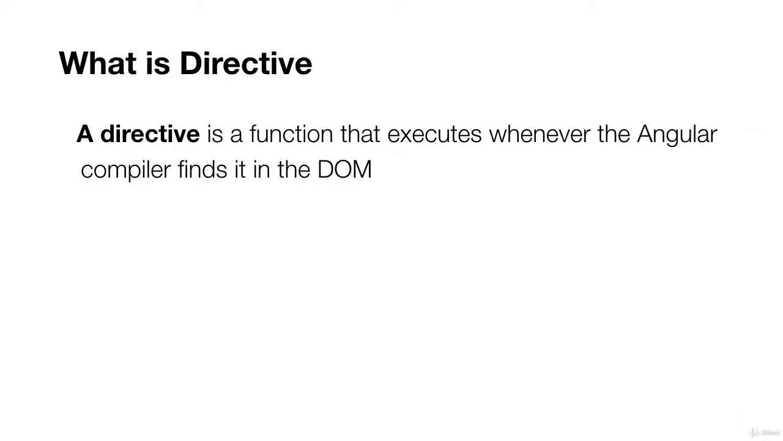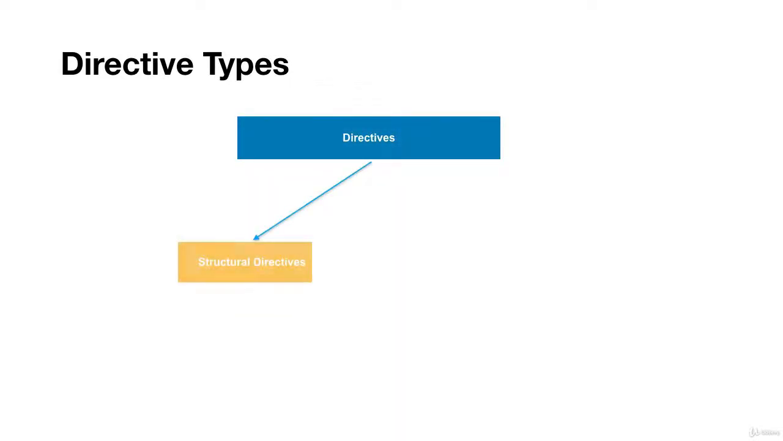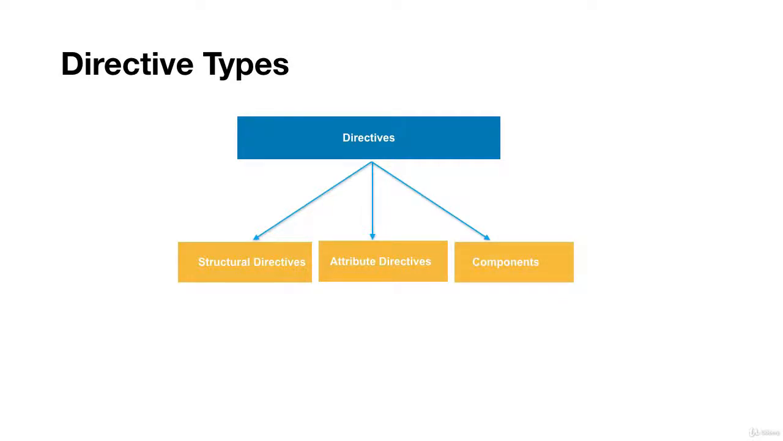A directive is just a function that executes whenever the Angular compiler finds it in the DOM. What do I mean by directive is a function? Let's explain this definition. There are three types of directives. The first one is structural directives, the second type is attribute directives, and the third type is components. So an Angular component is also a directive, but it provides a template. That is the difference between component and directive.